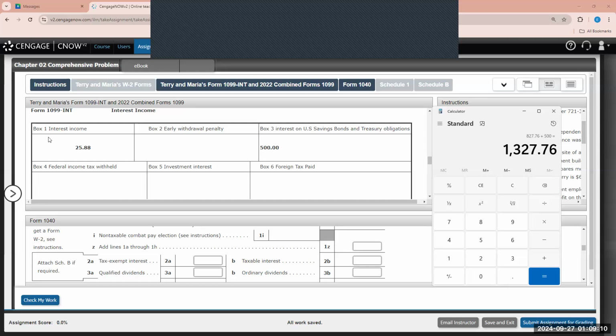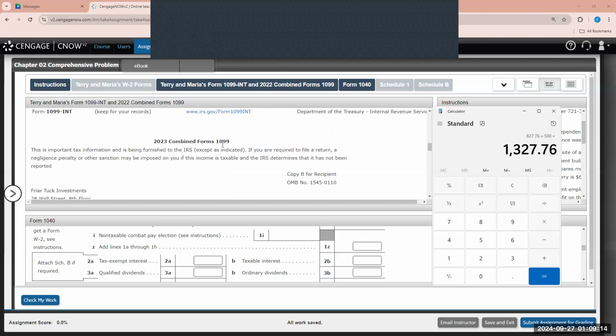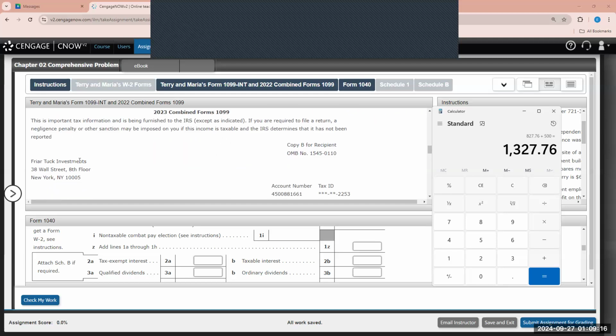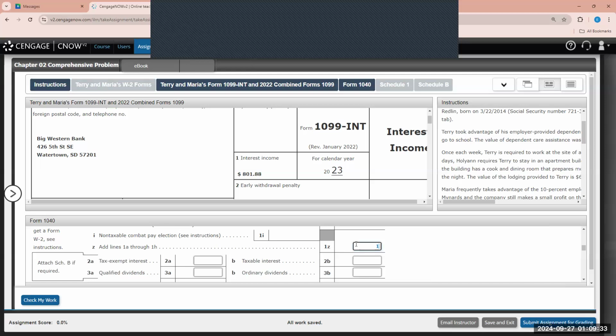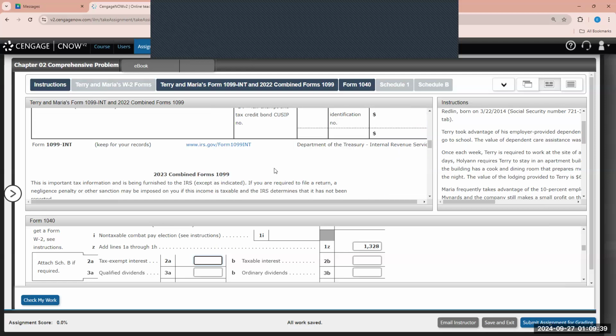So we added the three, box 1, box 3 from the combined Forms 1099 from Friar Truck Investments, as well as the $801.88 from Big Western Bank. That gives us a total of $1,327.76. The program tells us to round, so the taxable interest would be $1,328. And then 2A asks us for the tax-exempt interest.